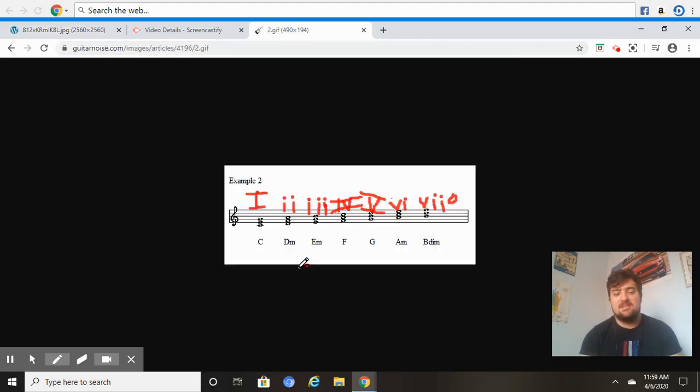But in relation to this, you go D minor, and then all the way to G, and then all the way back over here to C. That's our 2-5-1. And I'll get into why that works in the next lesson.